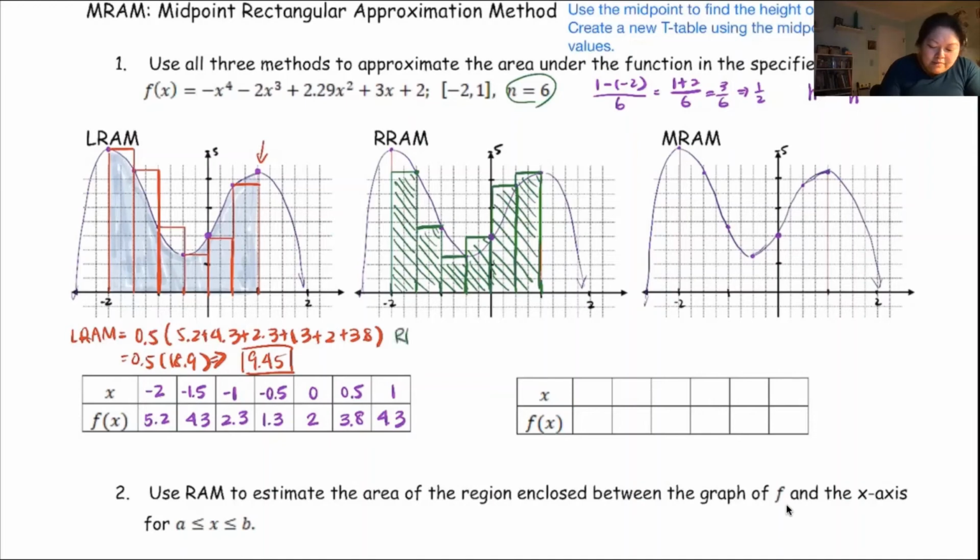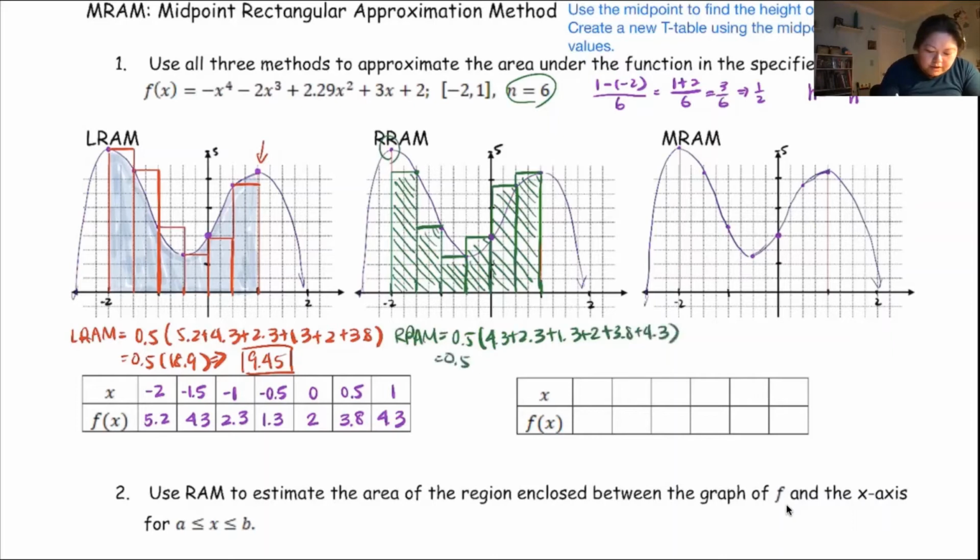Okay, so RRAM in this case, we're using the right endpoint, but the width is still the same. Every single one of these rectangles has a base of 0.5. So 0.5 now, but instead of starting with the first y value, which I didn't use, I'm going to start with the second y value. So it'll be 4.3 plus 2.3 plus 1.3 plus 2 plus 3.8 plus 4.3.